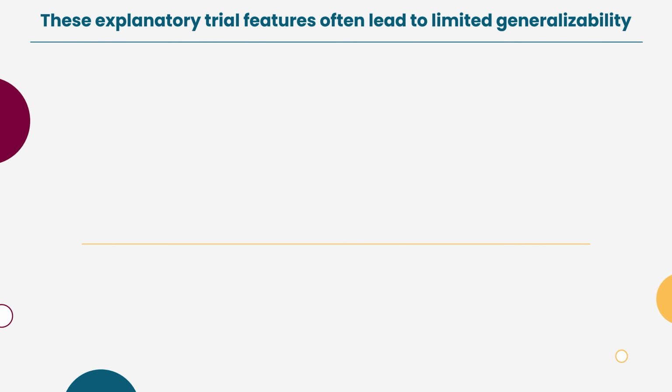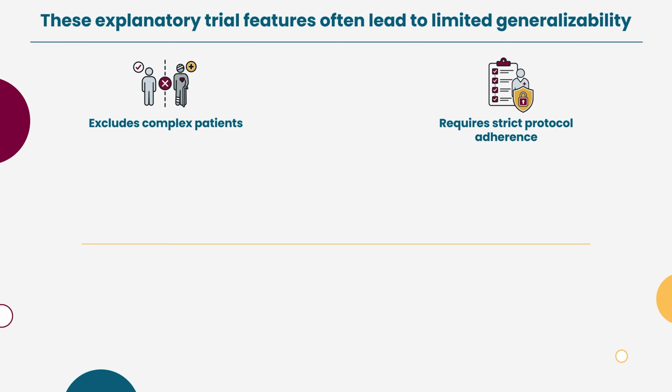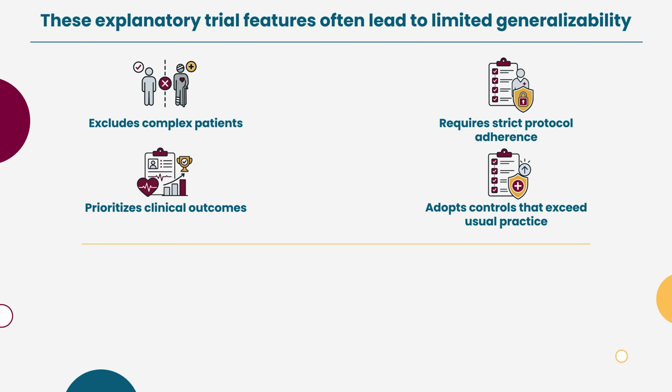The limited generalizability arises from features typical of explanatory trials, such as excluding those with multiple chronic conditions, which are common in older adults, emphasizing standard protocols that fail to recognize the heterogeneous nature of aging, prioritizing clinical endpoints instead of outcomes that matter most to older adults, and implementing interventions under highly controlled conditions that are not feasible or sustainable in everyday care settings.